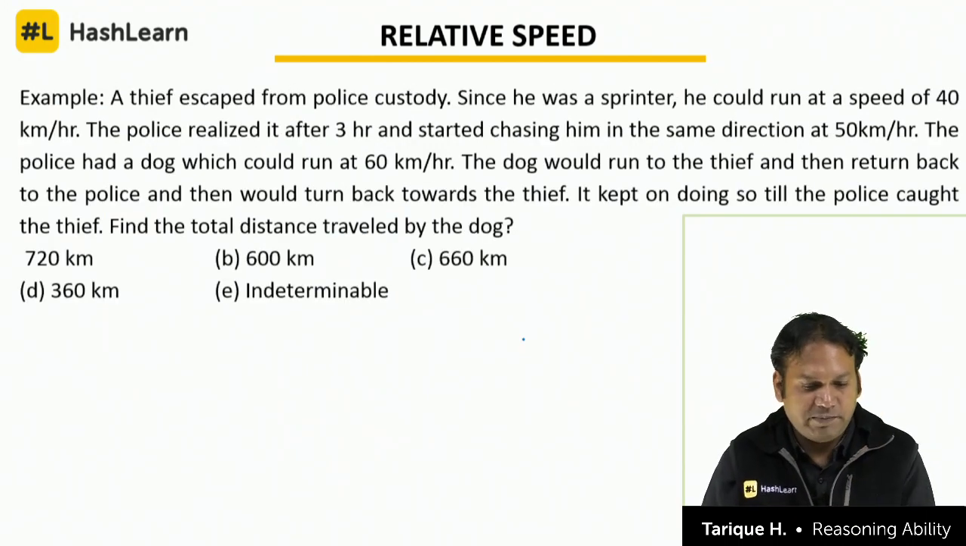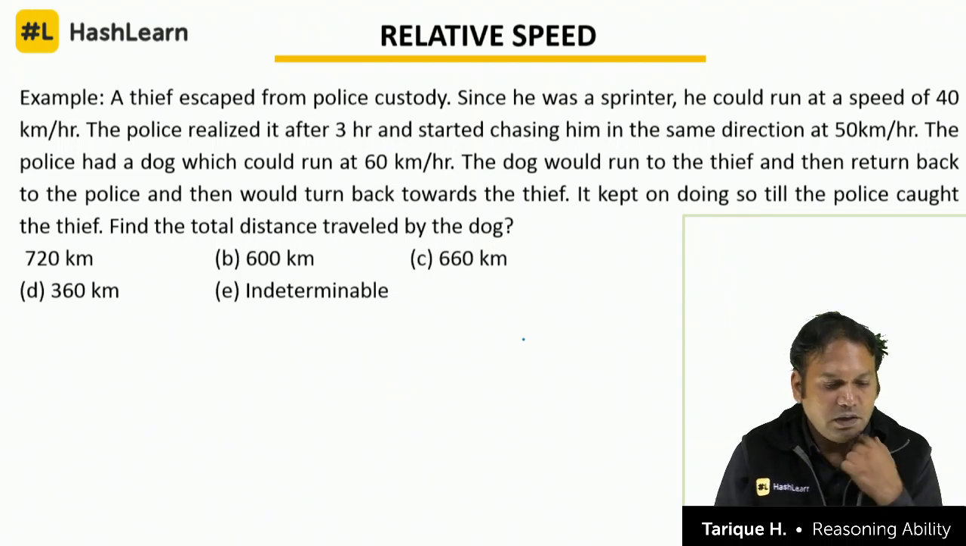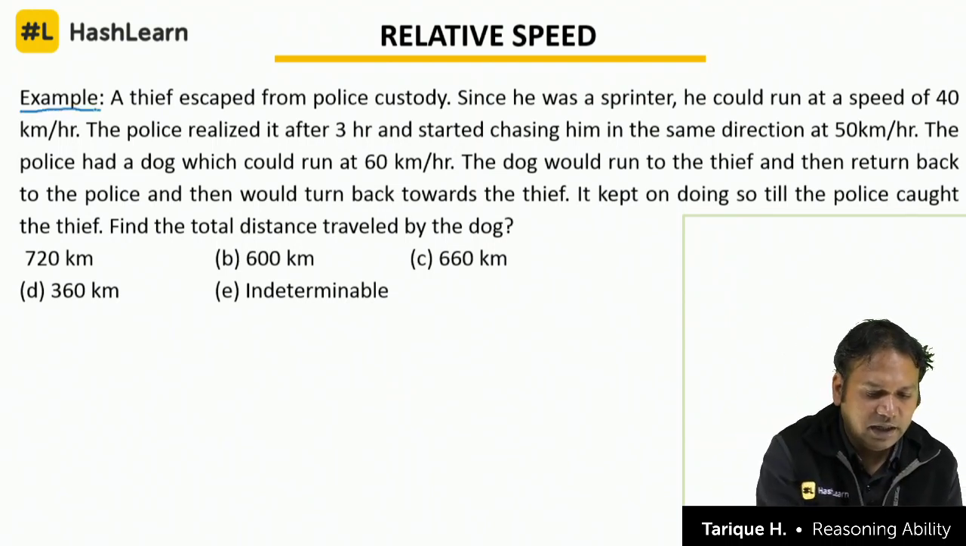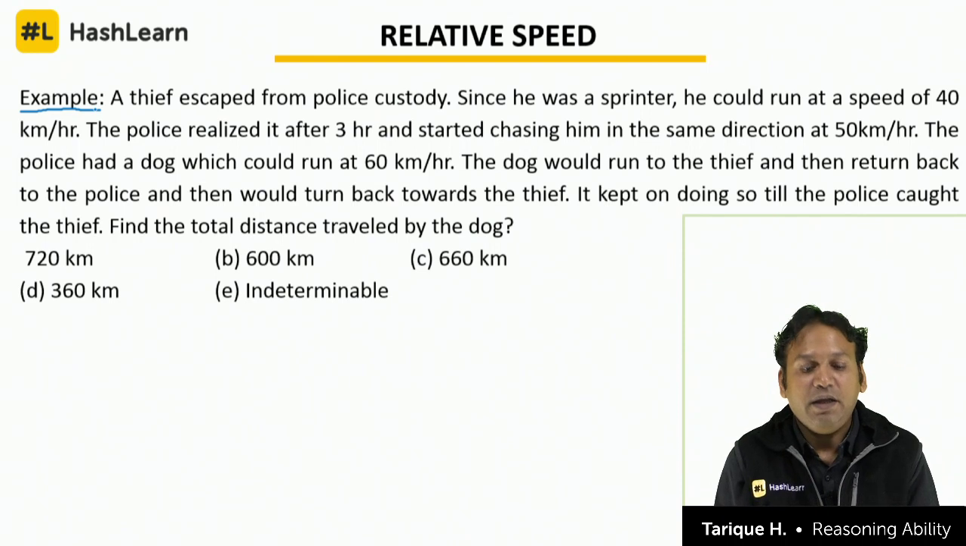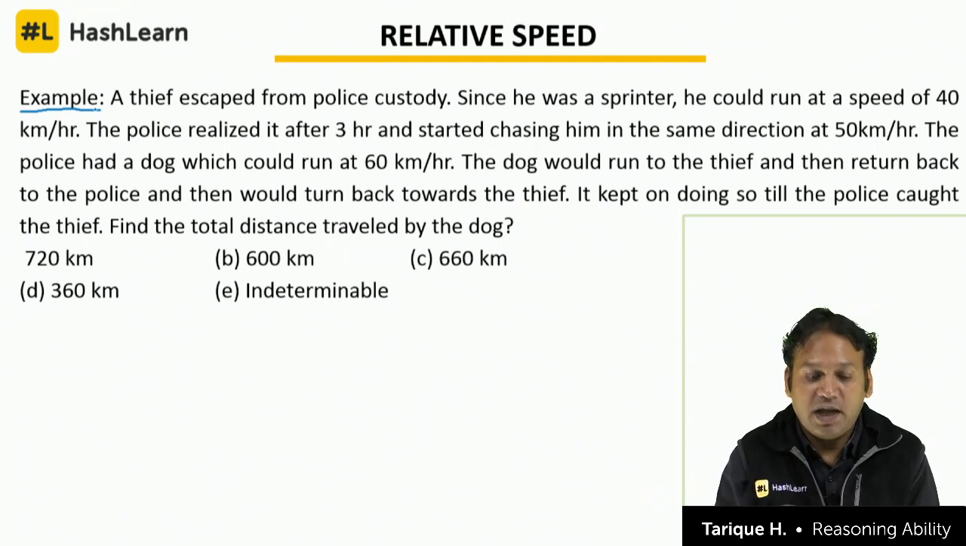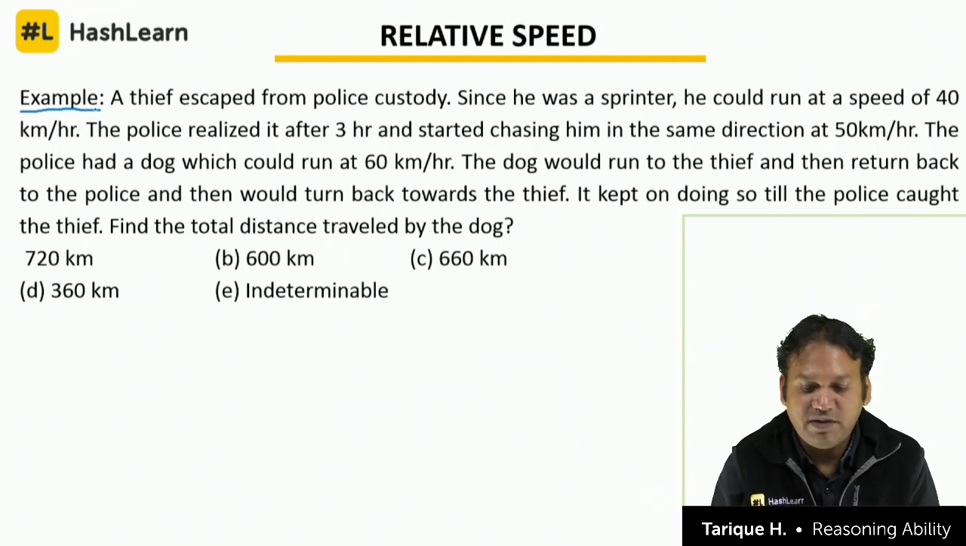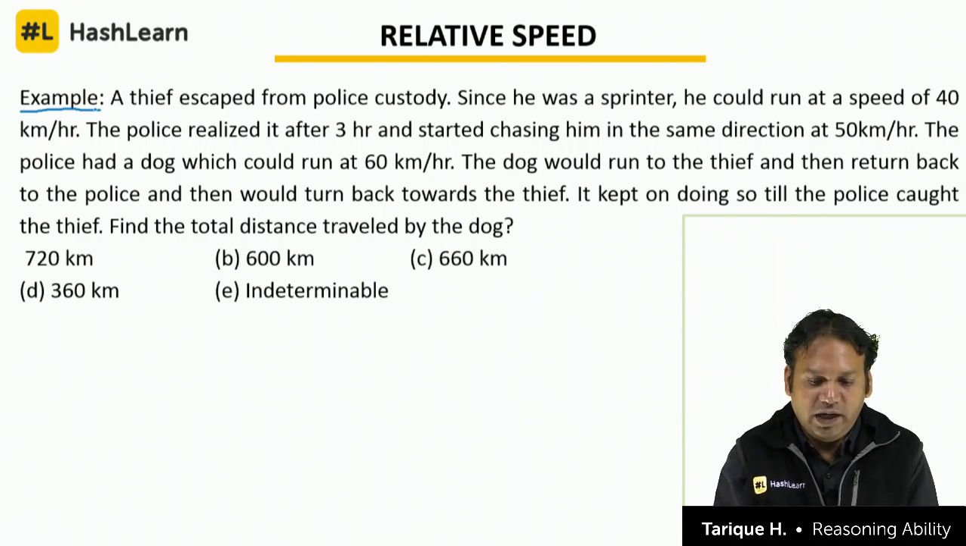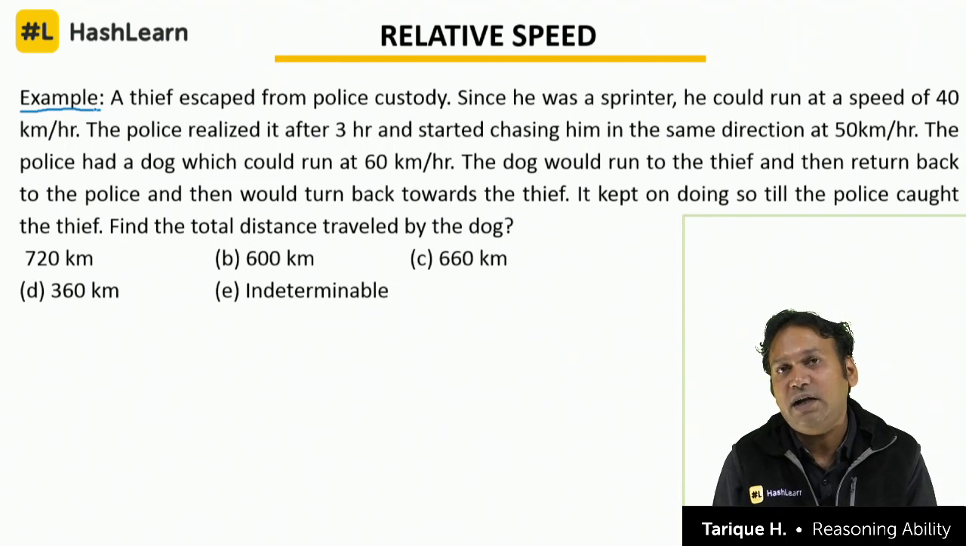What is the second example? A little lengthy to read. Let's understand here. A thief escaped from police custody. Since he was a sprinter, he could run at a speed of 40 kilometers per hour. The police realized it as usual after 3 hours and started chasing him, that means chasing the thief in the same direction at 50 kilometers per hour.